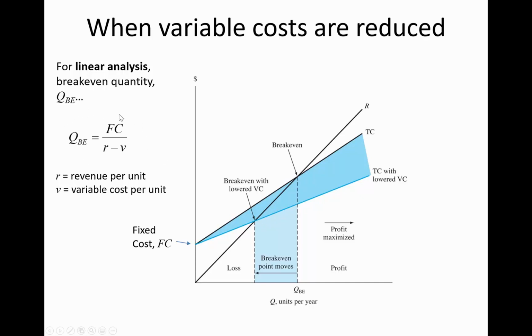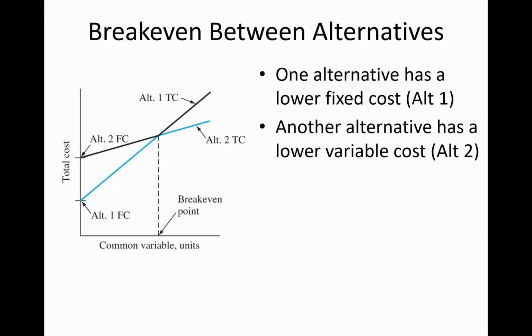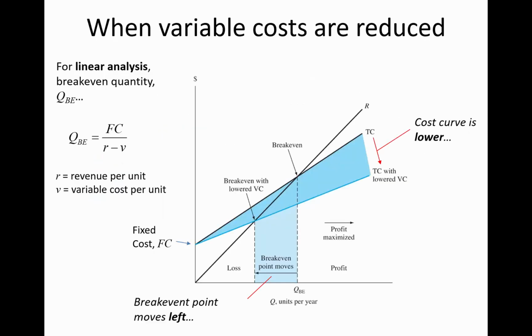Okay, so the break-even volume has to do with the revenue per unit, variable cost per unit, and the fixed cost. FC is fixed cost. So you can find out what's the first break-even point with this formula. The cost curve is lower when your variable cost per unit decreases. Now, that's one way that we think of break-even. We think of break-even as, at what volume does your revenue exceed your costs?